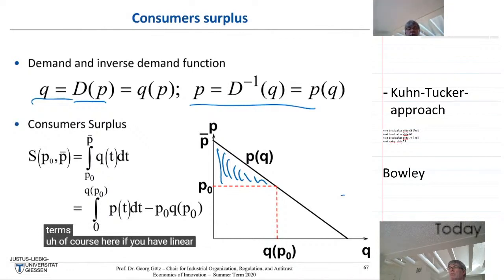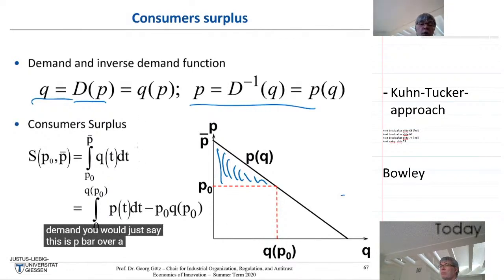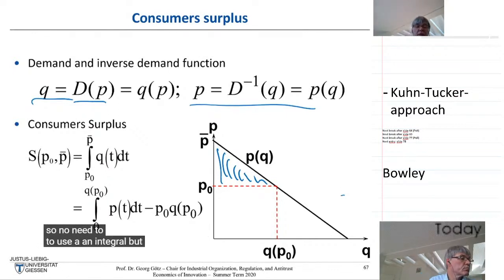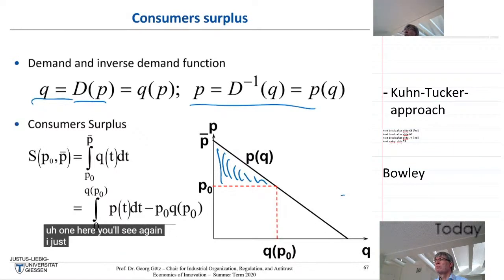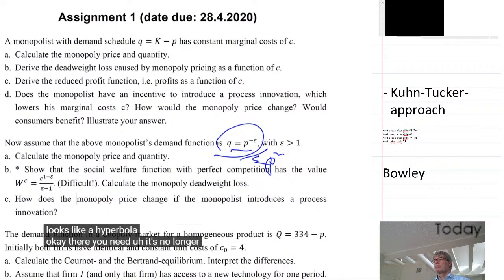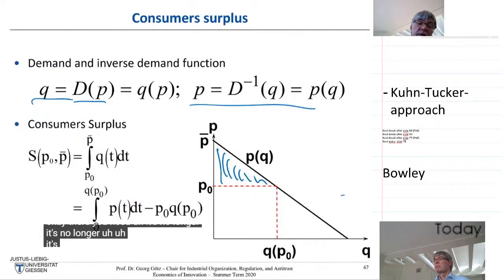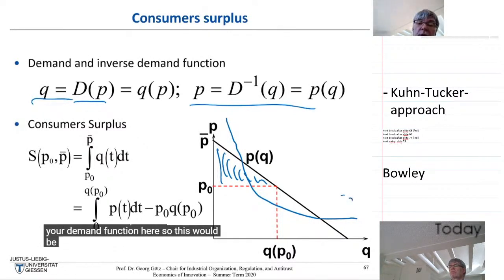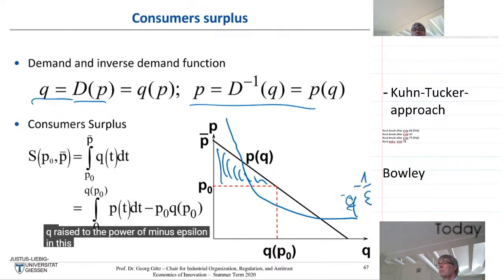If you have linear demand, you would just say this is P bar over a minus P0 times Q over 2, because it's just a triangle, so no need to use an integral. But in assignment 1, I give you Q of P equals P to the power of minus epsilon. This is a demand structure which looks more like a hyperbola. It's no longer a triangle, so your demand function is Q raised to the power of minus epsilon in this case.